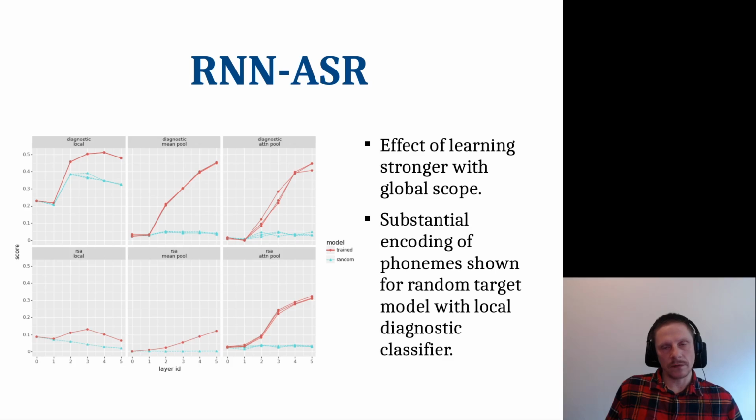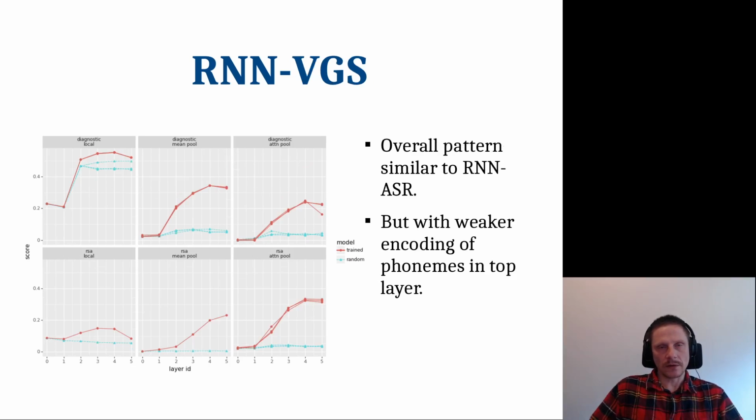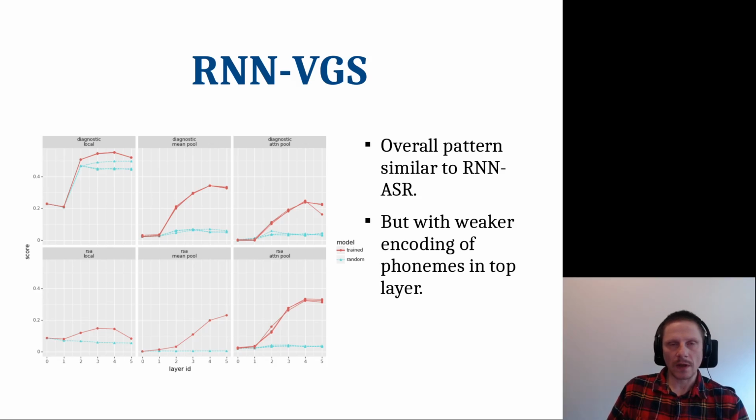You will see here that even though the trained and random or untrained models show some separation, it is nevertheless the case that the randomly initialized untrained model also encodes, or at least according to the diagnostic local classifier, encodes phonology to a substantial degree. And similar results hold also for the RNN architecture with a visually grounded speech task.